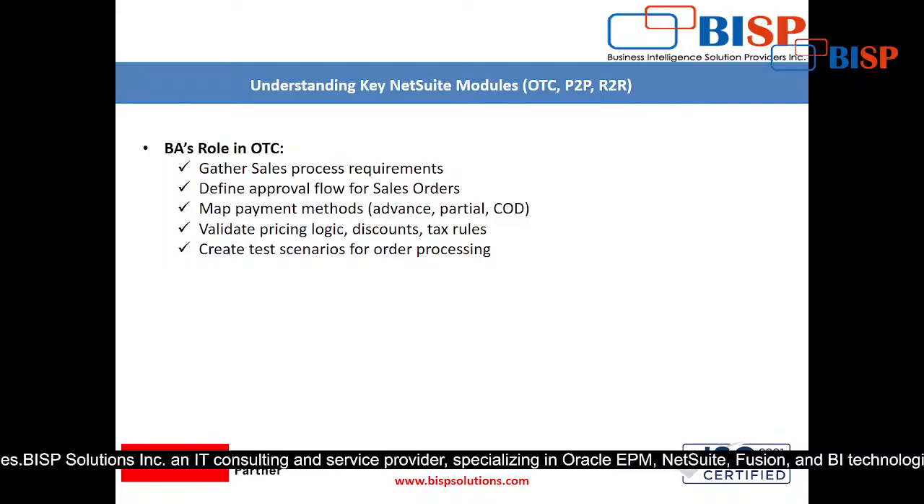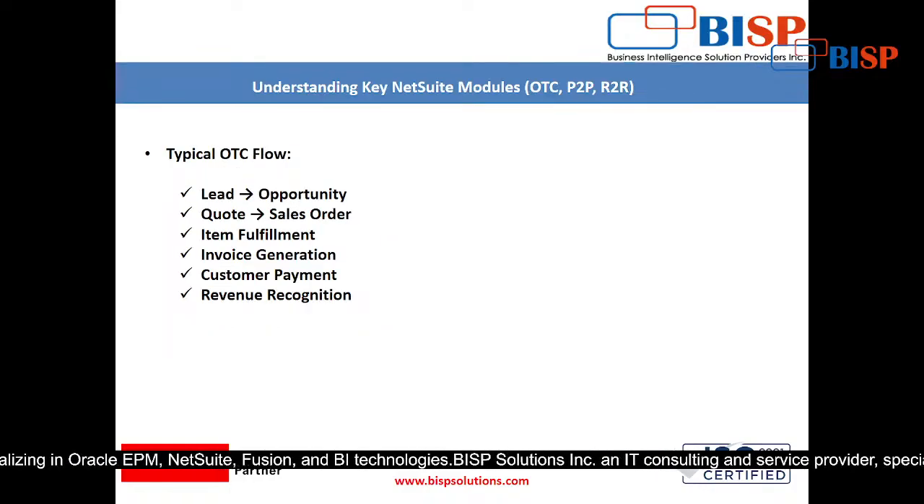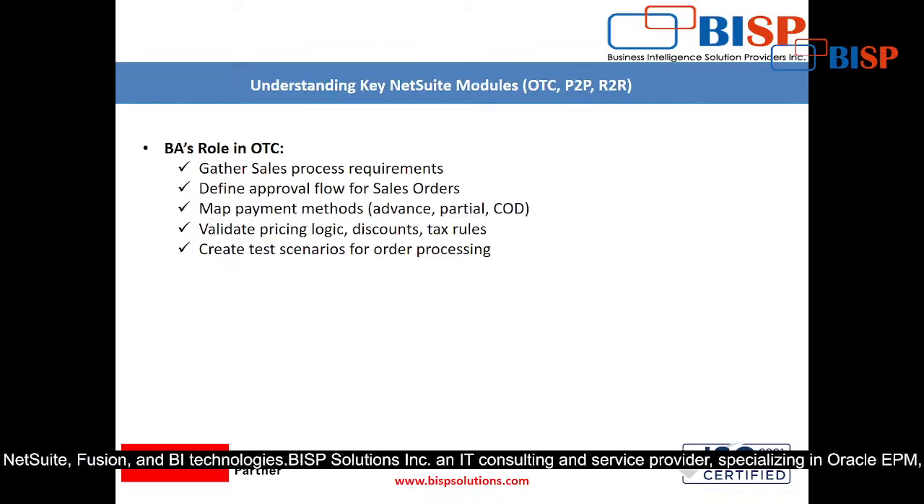So guys, this is all about O2C, order to cash. First of all, the customers are created, then the sales order is created, then inventory fulfillment, then once it is shipped, inventory is automatically deducted, then invoicing, then payment collection, then accounts receivable, accounts will be updated. Similarly, you can see here item fulfillment, invoice generation, customer payment, revenue recognition, right?